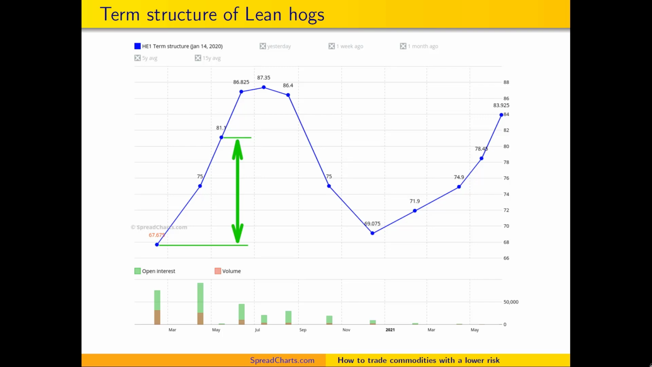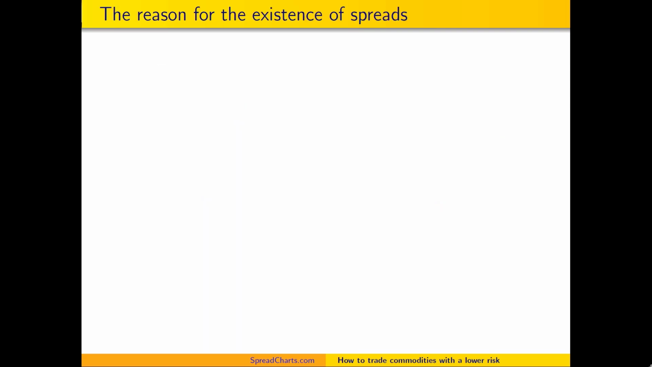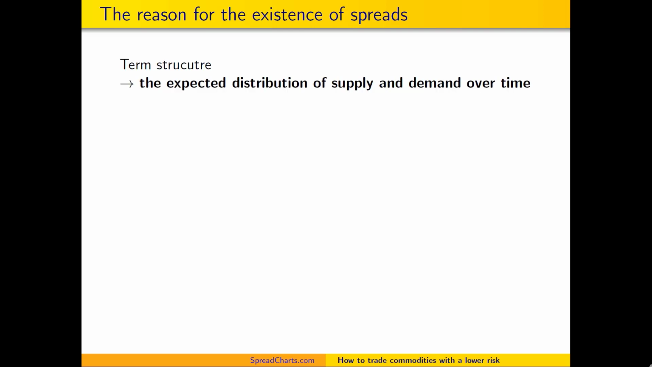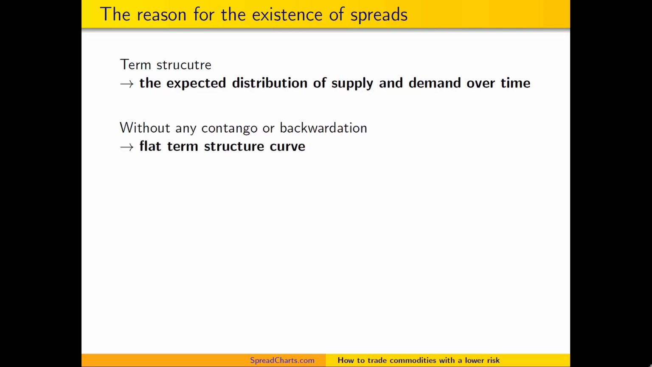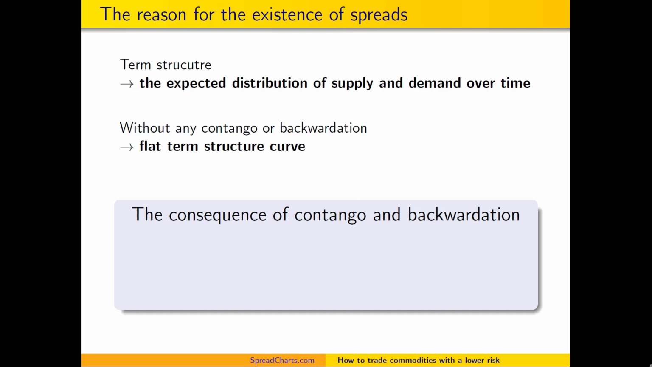But why do spreads even exist? We know that the term structure is an expected distribution of supply and demand over time. Without contango or backwardation, the term structure would be just flat. The spreads would not exist at all. But as you can see yourself, contango and backwardation do exist, and therefore spreads exist. And because the term structure is not static, we can make money on interdelivery spreads as they are changing too.